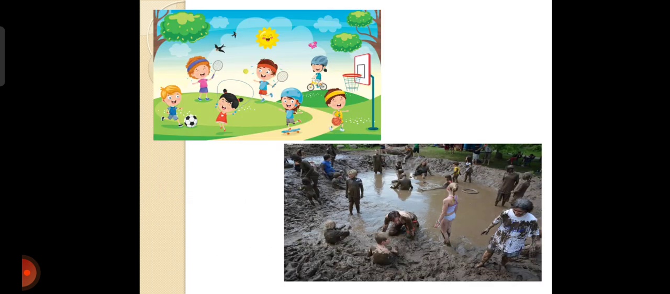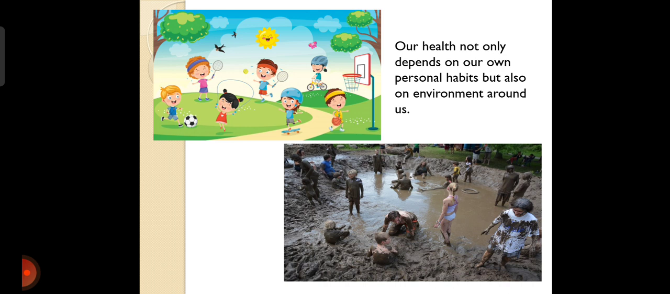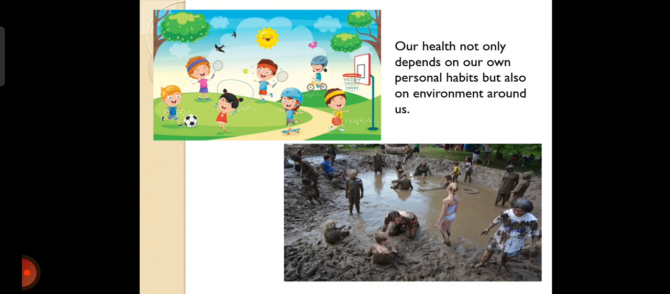Now this also depends upon the way kids are playing. If the kids are playing in a dirty muddy puddle, then they will have health issues. But if they are playing in a lush green playground or a garden, doing physical activities like playing football, skipping, badminton, basketball, cycling, then it will result in good health. So our health depends not only upon our own personal habits, but also on the environment around us.